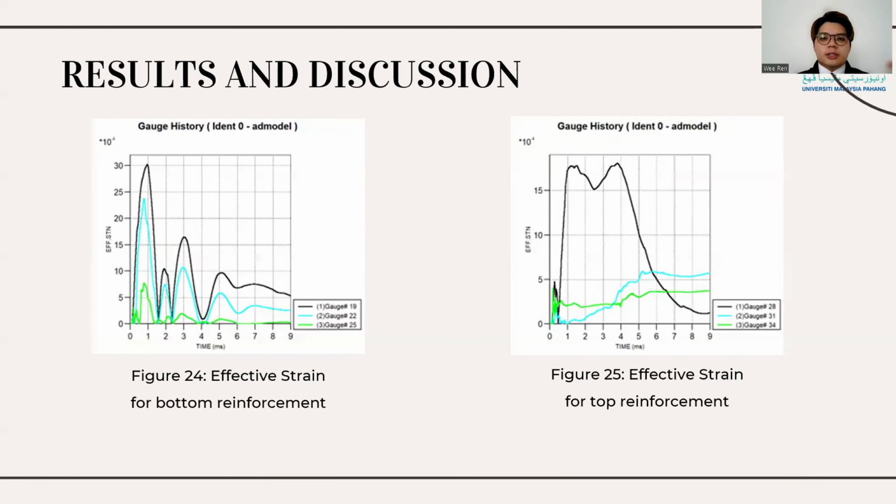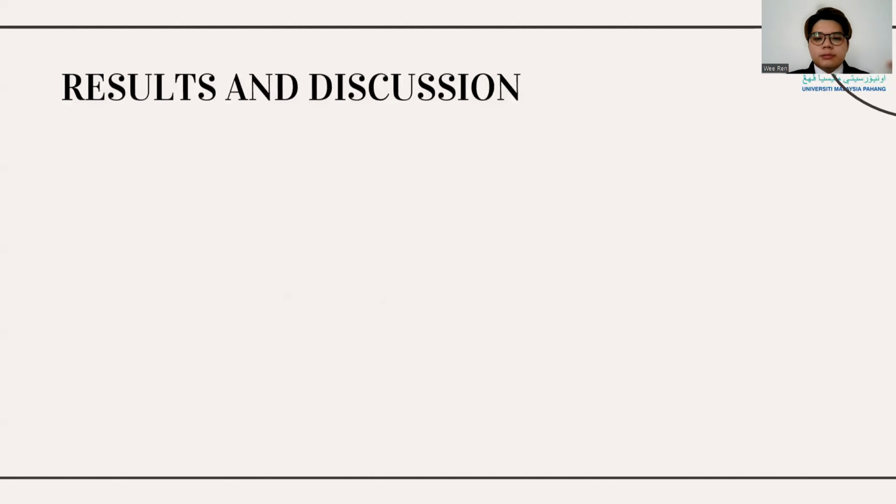So this is the strain time history of the RCS1. The maximum effective strain at bottom reinforcement is 30.21 times 10 to the power of -4. For top reinforcement, the ultimate effective strain is 18.07 times 10 to the power of -4. From the comparison between two graphs, the strength of the bottom reinforcement is higher than the top reinforcement. This is because the bottom side encountered higher deflection than the top side.